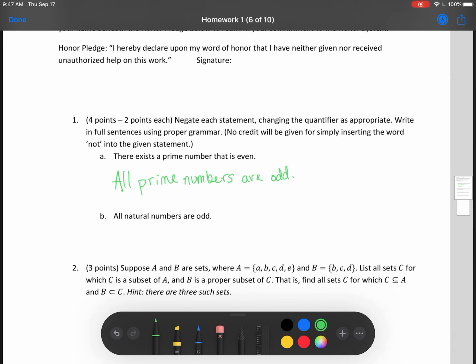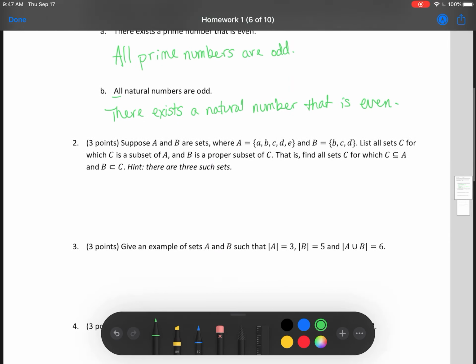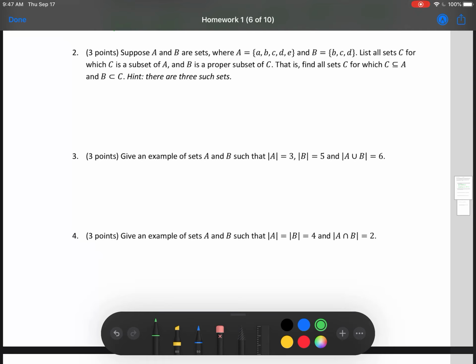And then for the second one, B, we have the universal quantifier all, so we change that to an existential one, which would be there exists or there is. So if it's not true that all natural numbers are odd, then the negation of that would be there exists a natural number that is even, or not odd. Or I suppose you could say there exists an even natural number if you wanted to be a little bit more concise about it. All right, so then moving on to question 2.